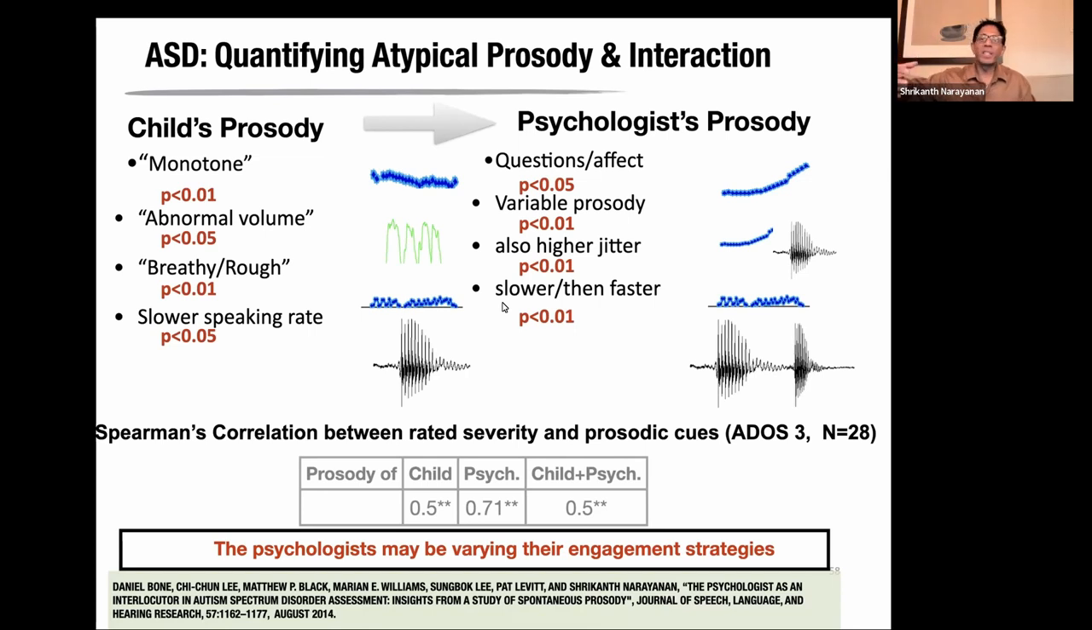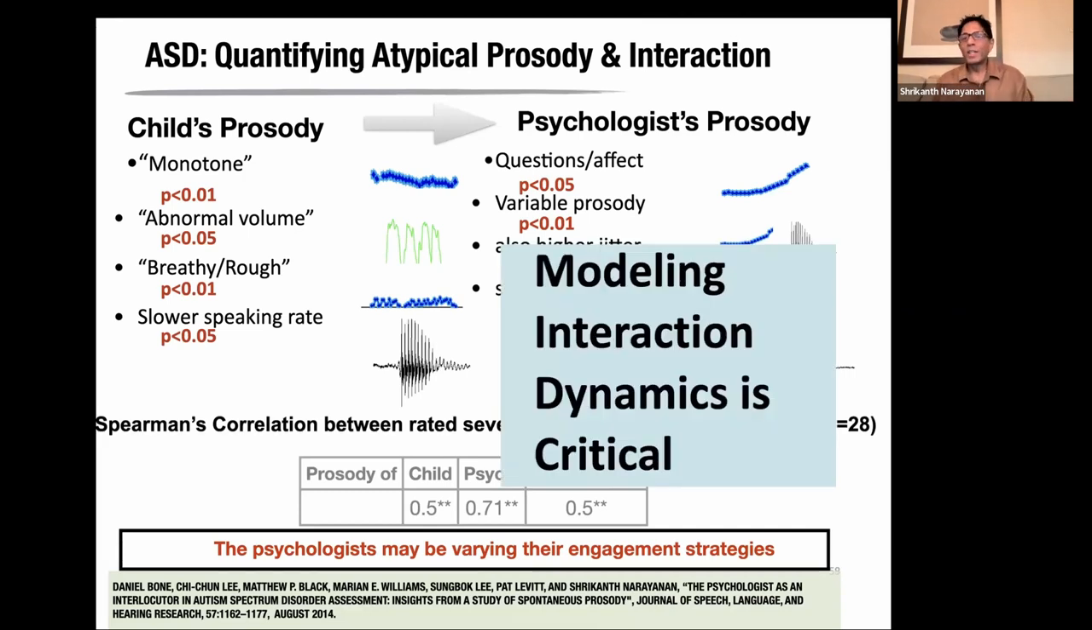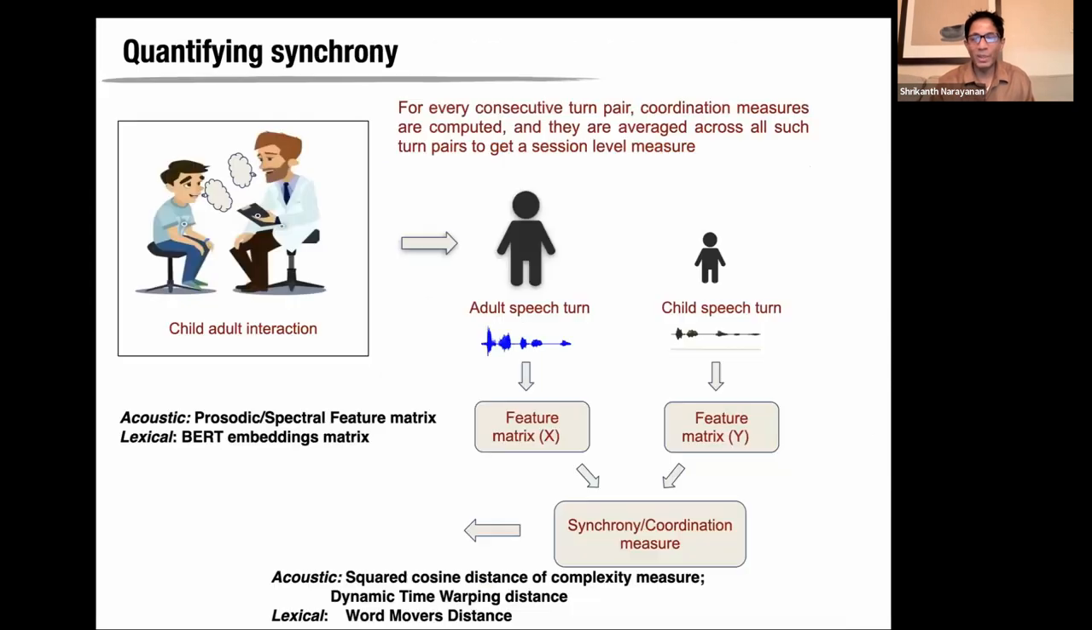But we also showed in that analysis that the prosody of the interacting person, here the psychologist, also varied based on the severity of the child they're interacting with. So people are changing their behavior in conjunction with the health status of the person they're interacting with, here the child they are trying to diagnose. In fact, using just the speech data from the psychologist, we can predict the severity rating of the child. So here's a role machine intelligence can play: it can model the interaction dynamics to complement expert-derived judgments.